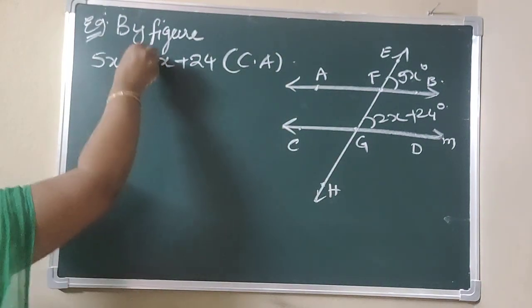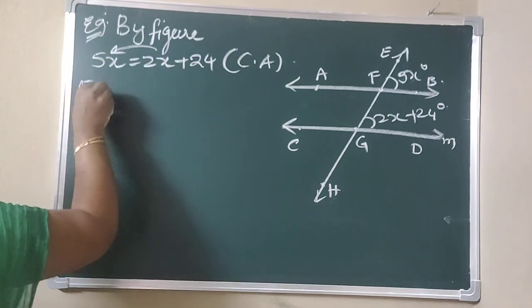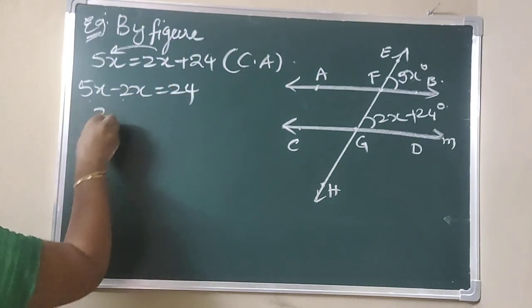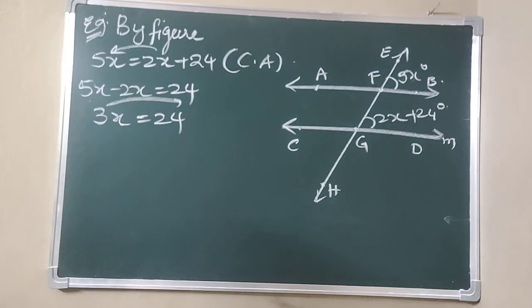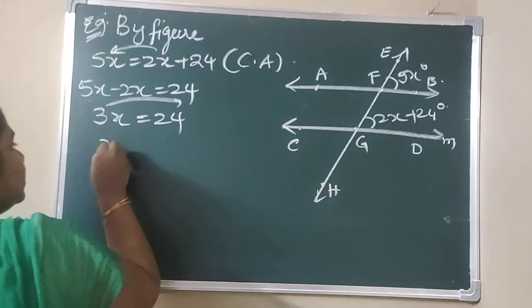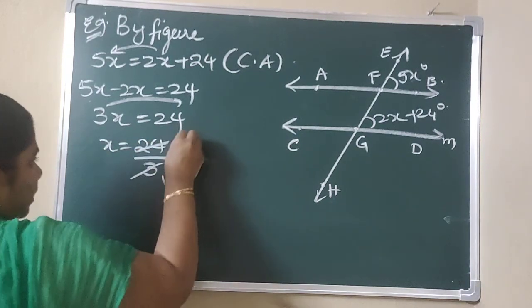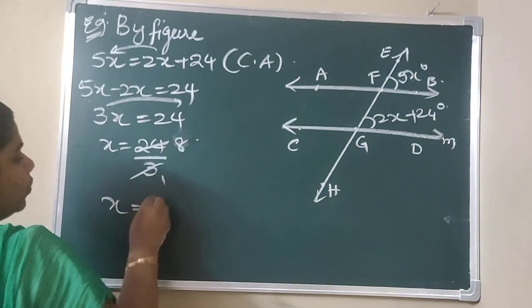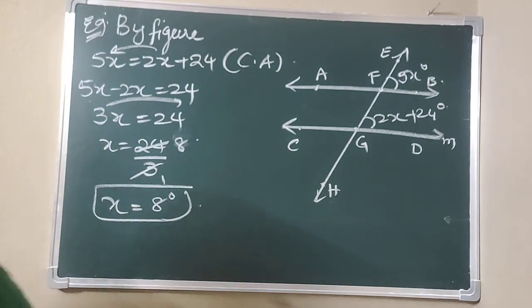So transpose the values here, 2x to the other side, that will become minus 2x. So 5x minus 2x is equal to 24. 5 minus 2 is 3, so 3x will be equal to 24. Transpose this 3 to the other side, that will become division. So x is equal to 24 by 3. 3 8s are 24. So what is the x value? The x value is 8 degrees. So we got the x value as 8 here.